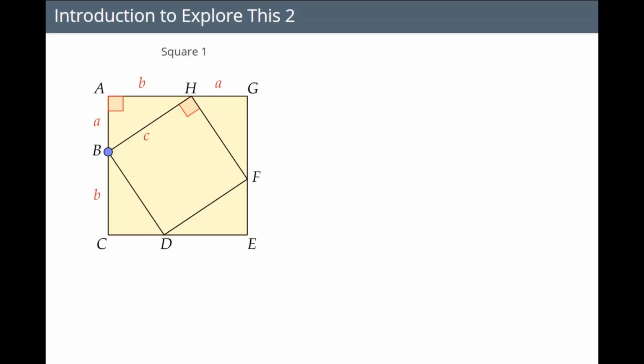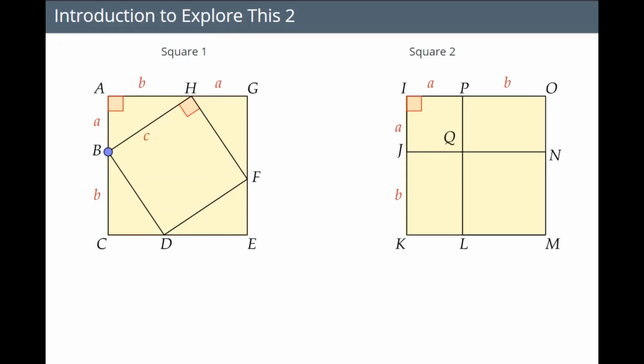Consider the following situation. We have two squares, square 1 and square 2, and we're going to cut them up in different ways. Square 1 will cut up into 5 pieces. 4 of them will be congruent right triangles with legs A and B and hypotenuse C. And the 5th piece will be a smaller square of side length C. We'll cut square 2 up into 4 pieces. 2 of those pieces will be squares, one with side length A and the other with side length B, and the remaining 2 pieces will be 2 congruent rectangles with length A and breadth B.